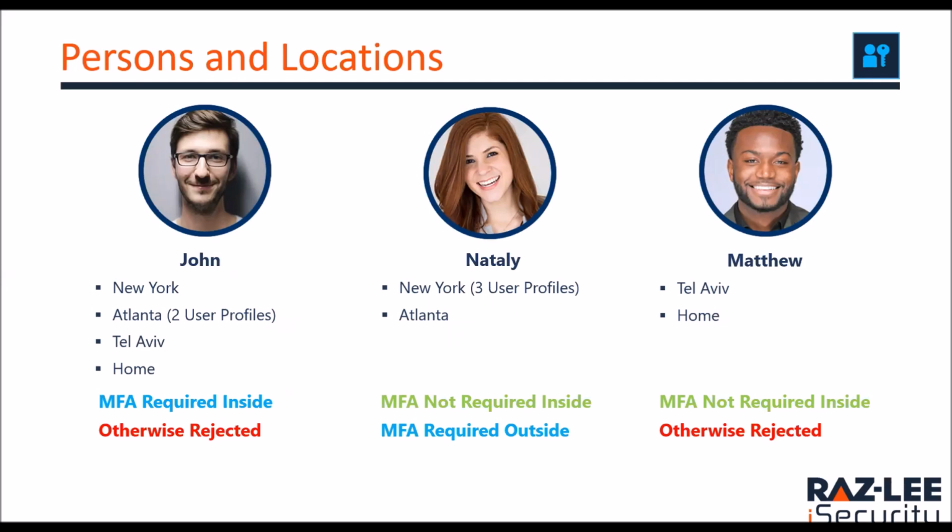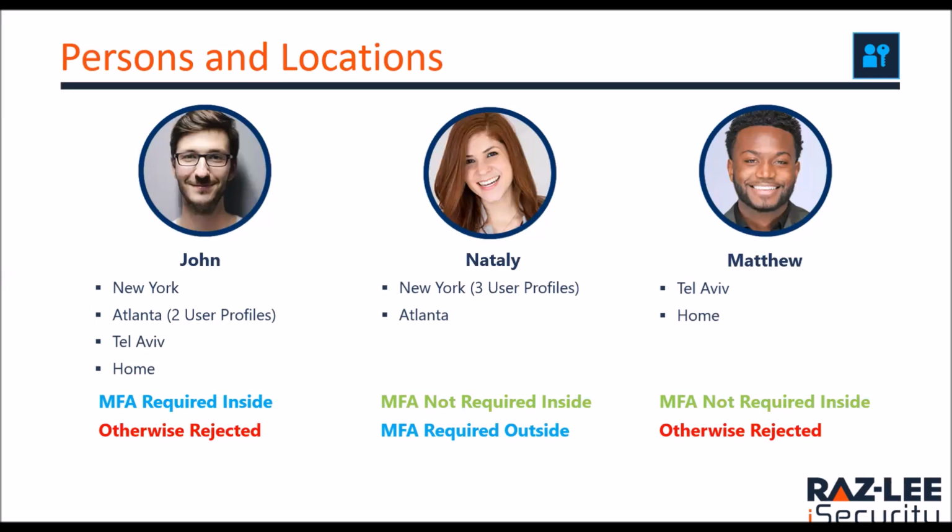The next two concepts go together, and it's persons and locations. We're talking specifically about IP groups, but for educational purposes and to explain it better, it's really easier to understand it as locations. For example, the first person, John, has a work that he moves from different offices around the world: New York, Atlanta, Tel Aviv. And he also does some work from home. In this case, we can say that MFA is required inside what? Inside this IP group, these locations. But if you try to enter the system from another IP that is not on the list, you will be rejected automatically.